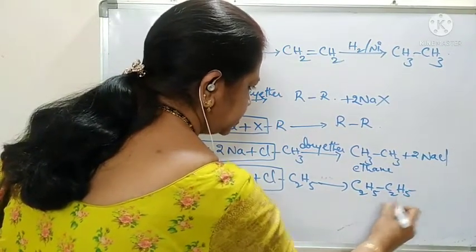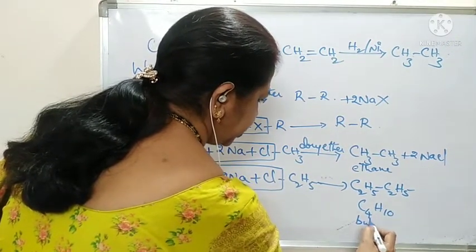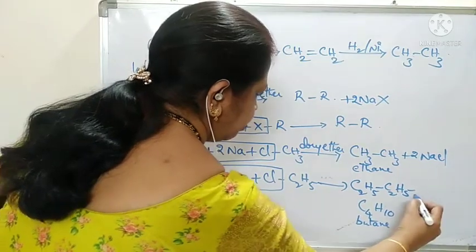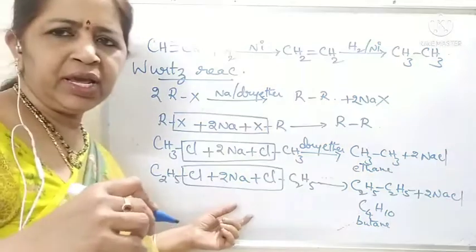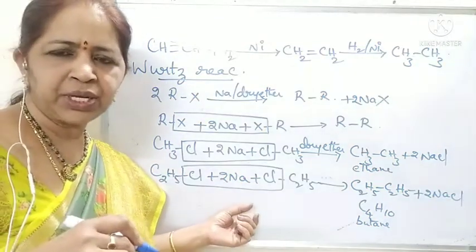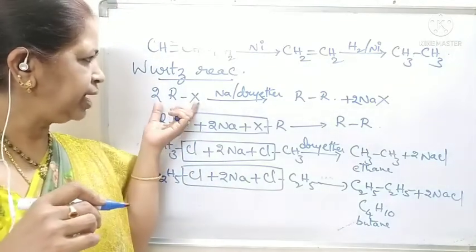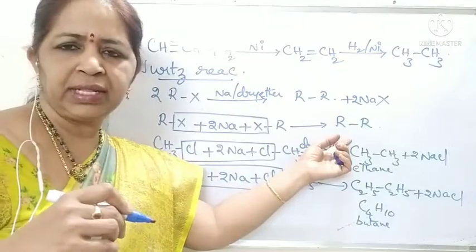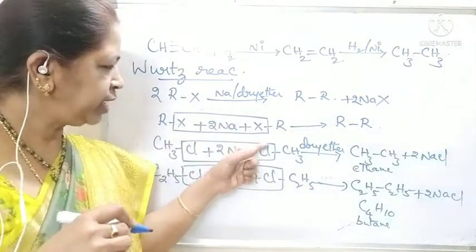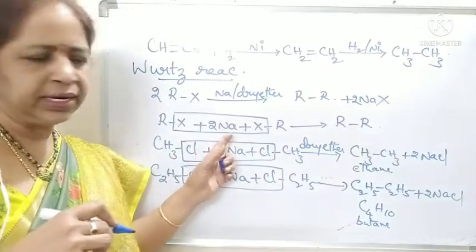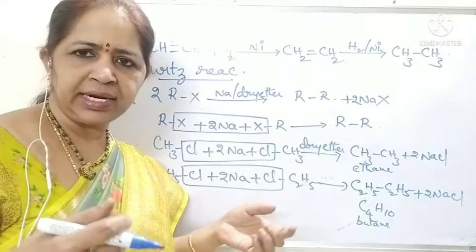So, it is C4H10. It is butane, plus 2NaCl. So, it is a very, very important reaction for the preparation of alkanes, Wurtz reaction. From the alkyl halides we prepare an alkane with double the number of carbon atoms. In this reaction, we have taken identical alkyl halides, methyl chloride and methyl chloride. We can take 2 different alkyl halides also.